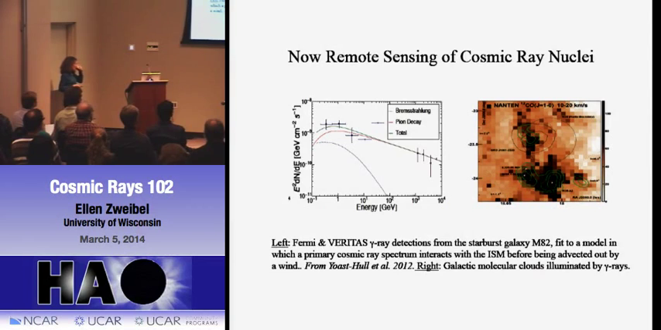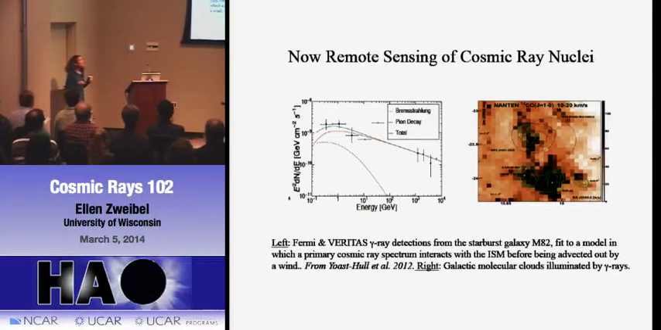Recently, our ability to detect cosmic rays remotely underwent a big boost with gamma ray astronomy. So here are two applications of that. This is a spectrum. So the data points are the gamma ray spectrum of the starburst galaxy M82. The low energies with Fermi, high energies with VERITAS. And the fits are Tova Yoast-Hull's attempt to fit this cosmic ray spectrum with a model in which cosmic ray acceleration works as we think it does in the galaxy. I'll say more about that.